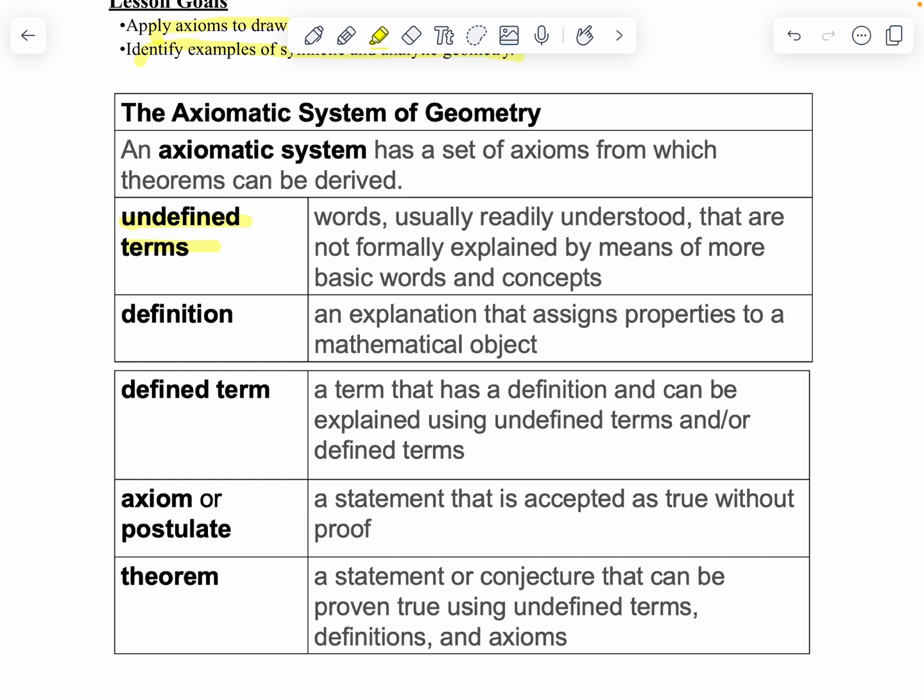in the next lesson. An axiom, like we said, is a rule. We accept it without knowing why. When I say without proof, that means without why. A theorem, on the other hand, we're going to explain why, or we're going to discover why that is true.